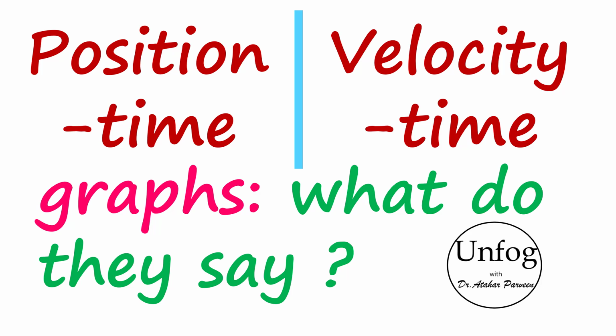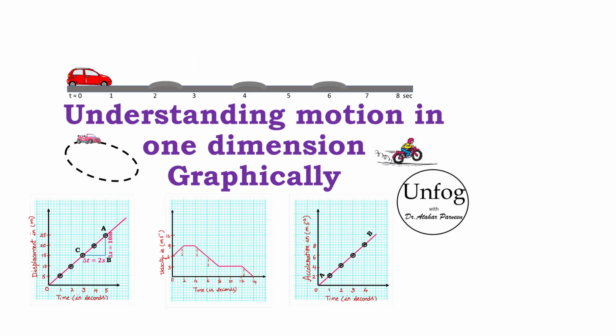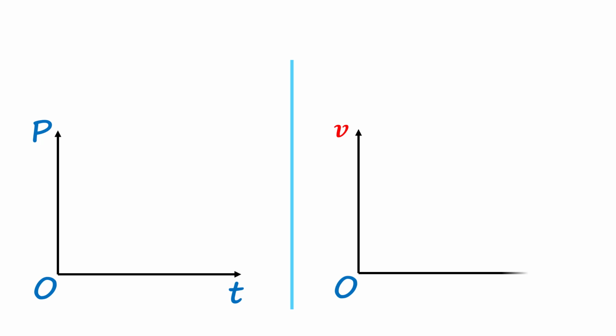Hello everyone. Let's interpret position time graphs and velocity time graphs together and know what they say. But before that, I would advise you to check out this video on understanding motion in one dimension graphically. We have a displacement time graph or position time graph. Just replace the position or displacement with velocity on the y-axis to get a velocity time graph.